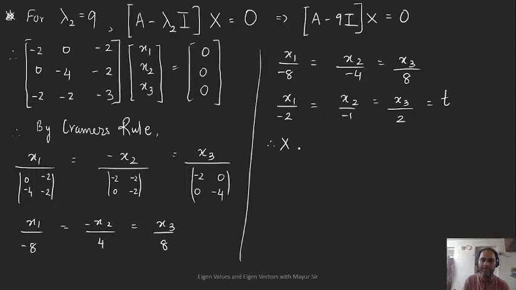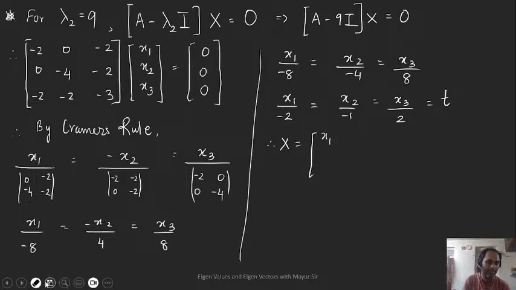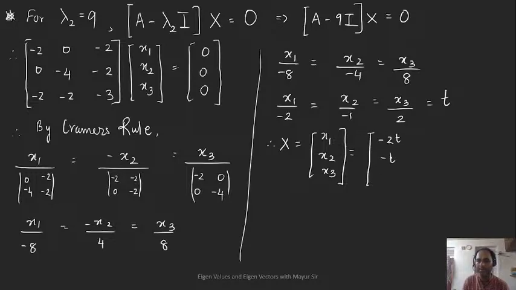Therefore capital X is equal to x1, x2, and then there is x3. And now our answer is ready. So minus 2t, minus 1t, and here there is 2t. So pull t outside. The moment you pull t outside, minus 2, minus 1 and 2. This is what you will get.